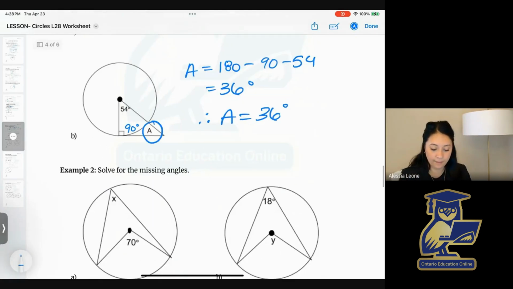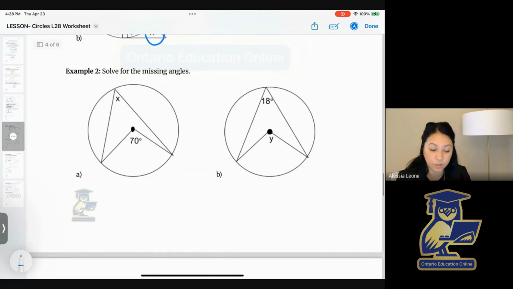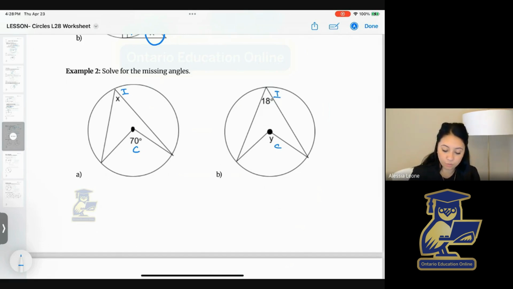Okay. Now here we start using our central angle and our inscribed angle. This is our central angle. This is our inscribed angle. So we know the central angle is 2 times the inscribed angle. So for A, finding x, we will need to divide the central angle in half, divide it by 2.